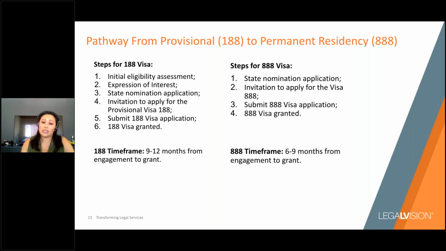So first step is state nomination. And then once the state again approves their nomination of you for the permanent residency visa, you will receive an invitation to apply for the actual visa from the Department of Home Affairs. Again, you have 60 days to apply for that visa, and then you submit the visa application and then it gets granted. That indicative time frame from start to finish is about 6 to 9 months.